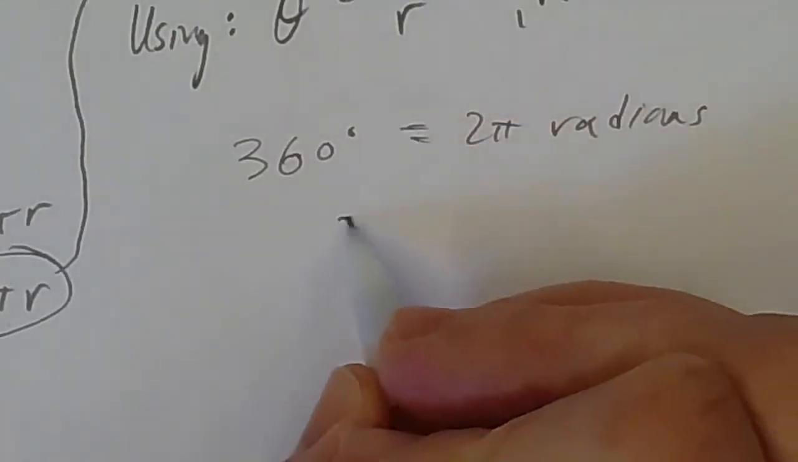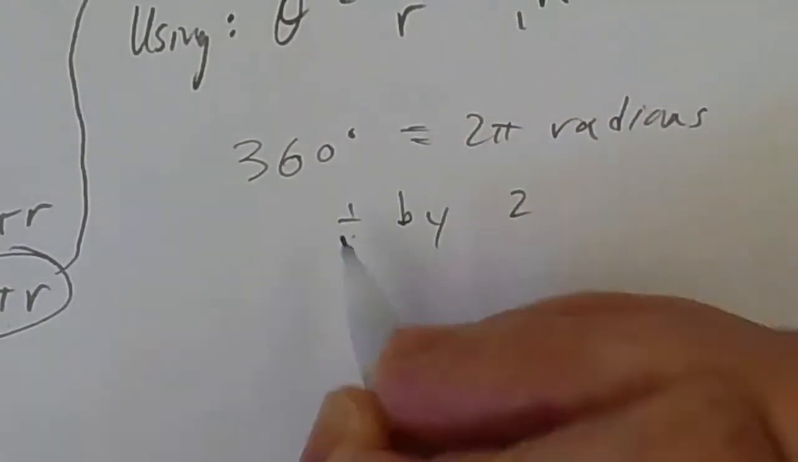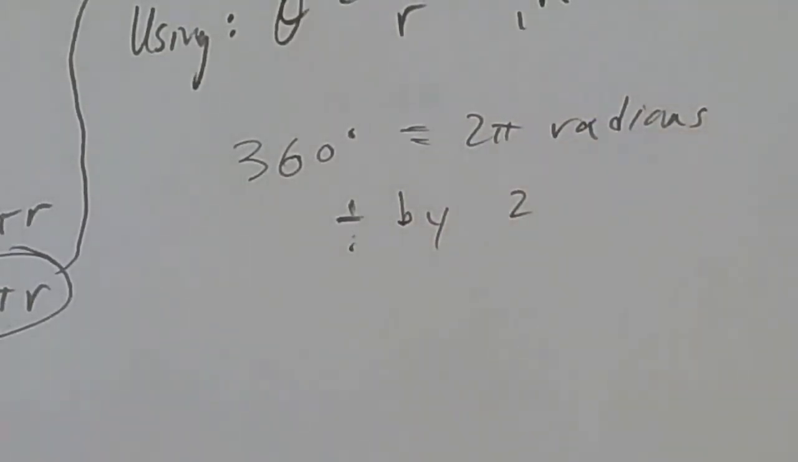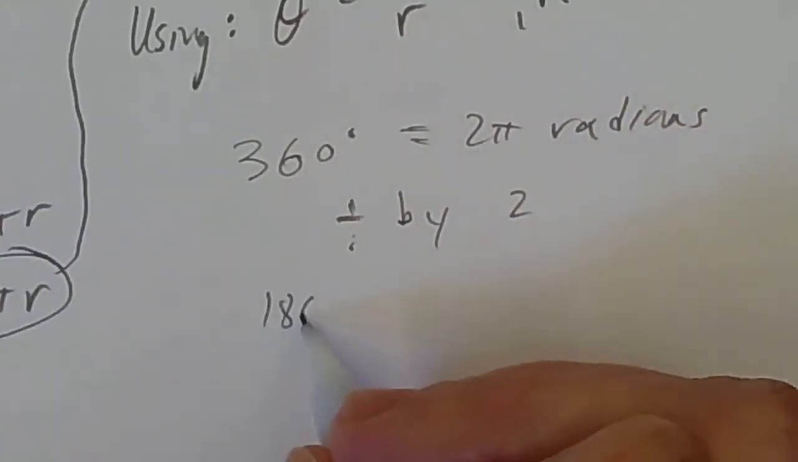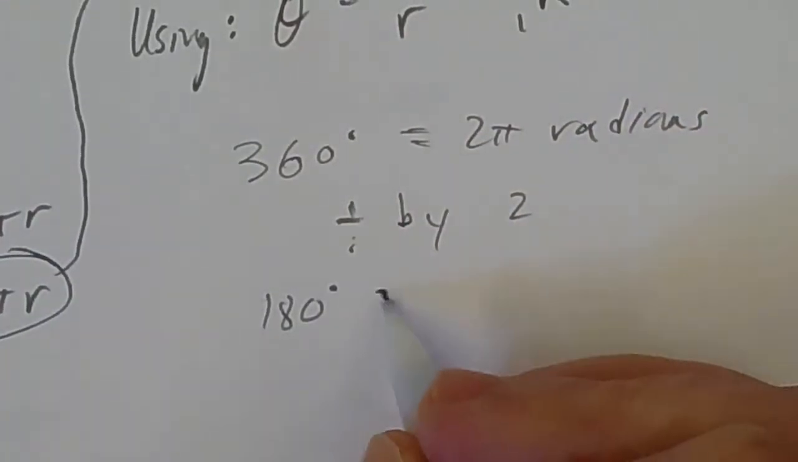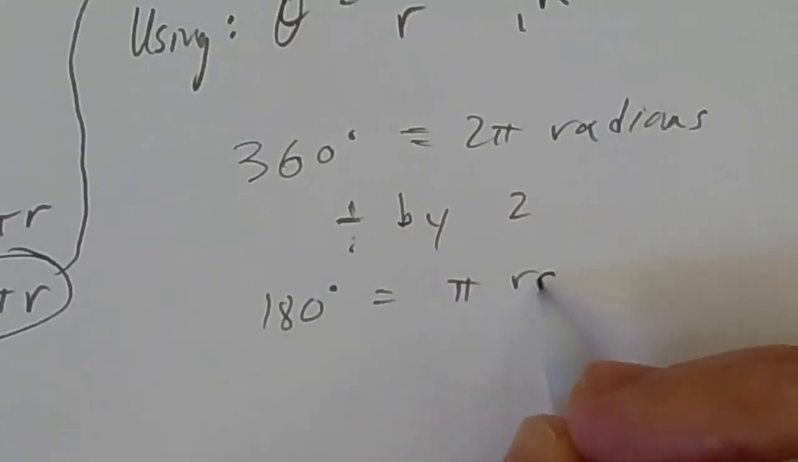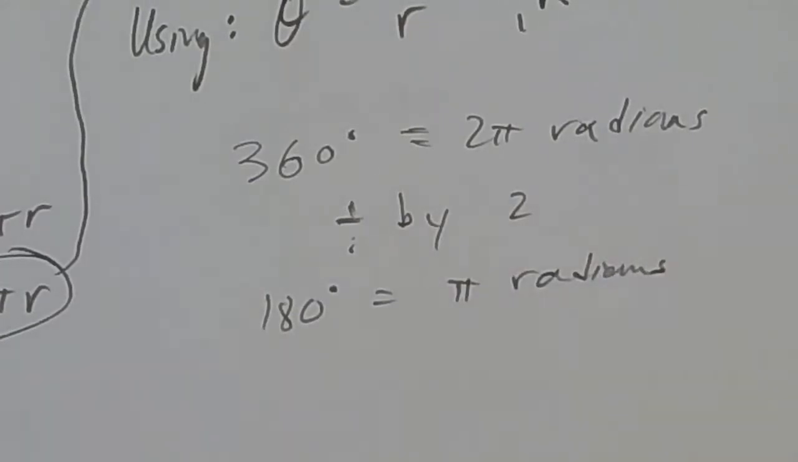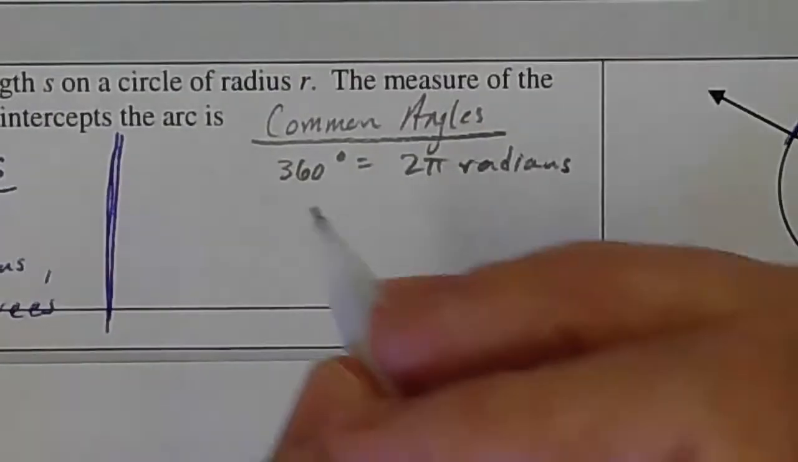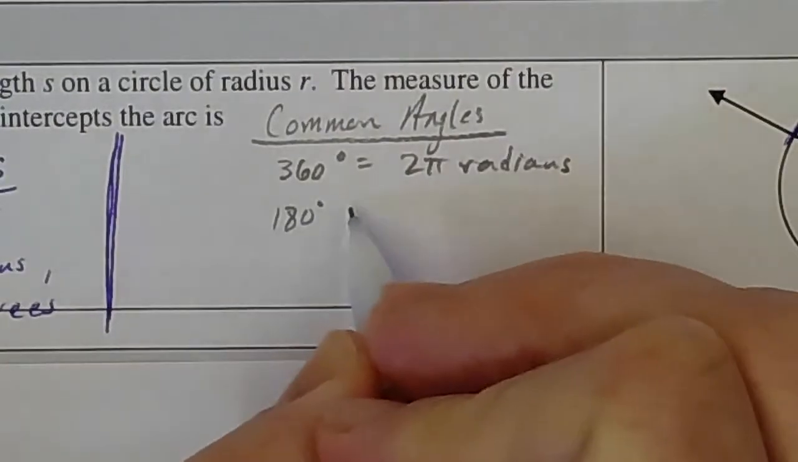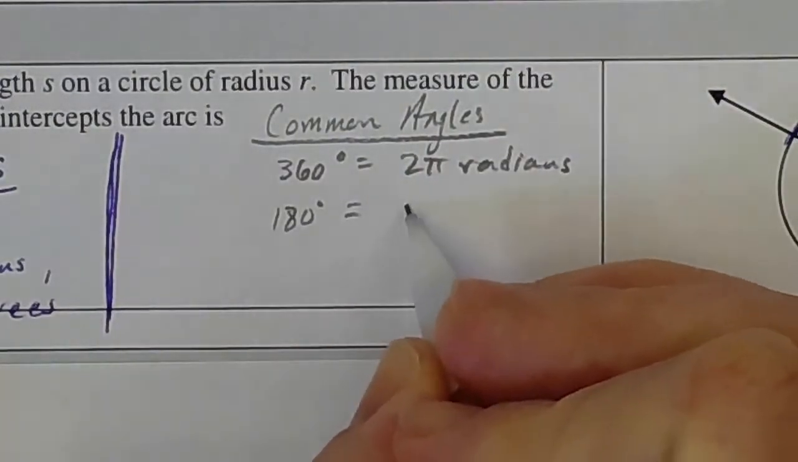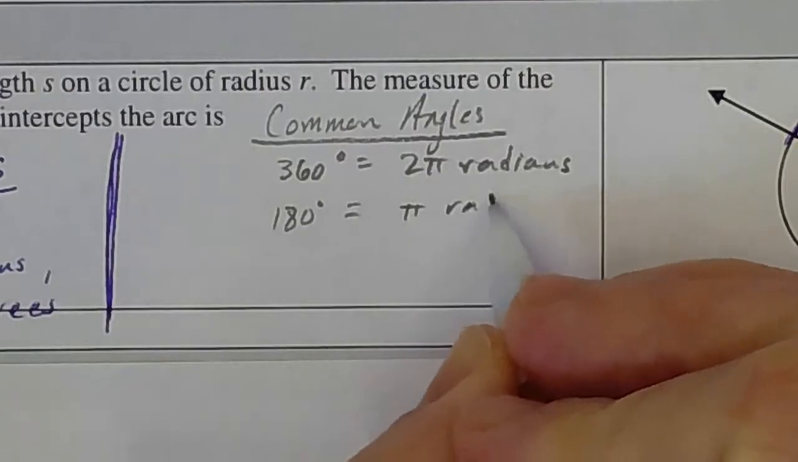Let's just say I divide by 2 on each side of this equation. I get a straight angle, right? 180 degrees. What's that going to be equal to? Pi radians. So that's another common angle we should add to our list. 180 degrees is equal to pi radians.